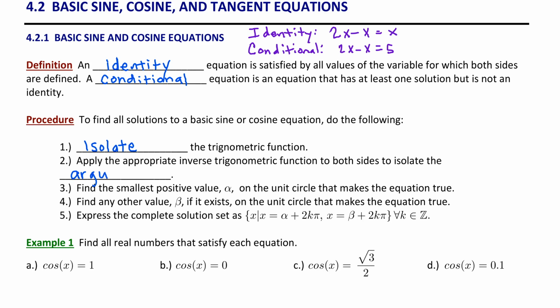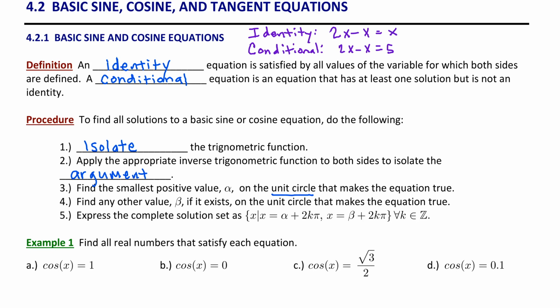So number 1, get the trig function by itself. Number 2, get the argument by itself. That's going to require an inverse trig function. Then number 3, find the smallest positive value alpha on the unit circle that makes the equation true. Your knowledge of the unit circle at this point will come in very handy. Then we're going to look around the unit circle for any other value, let's call it beta, if it exists, which may or may not, on the unit circle that also makes the equation true.